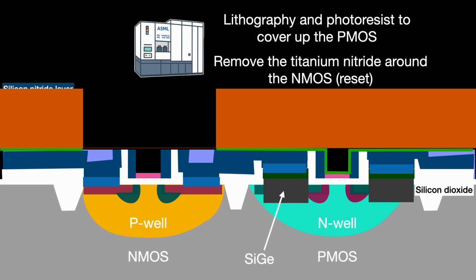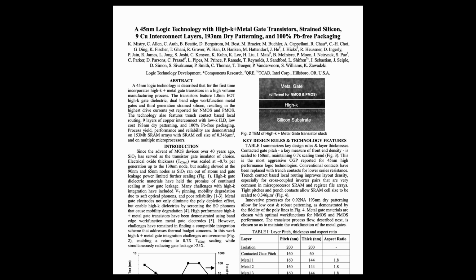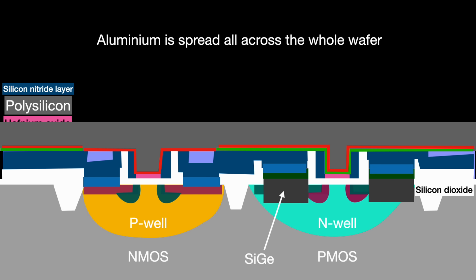After removing the photoresist, they then add the NMOS work function metal, probably titanium aluminide or titanium aluminium nitride, over both the NMOS and PMOS transistors again. I believe that this flow follows that of Intel's first generation 45nm Penryn node presented in late 2007. They later tweaked this in their second generation high-K metal gate last process flow released in 2008, and I won't go into those tweaks. After depositing the work function metal stacks, we can now produce the metal gate.